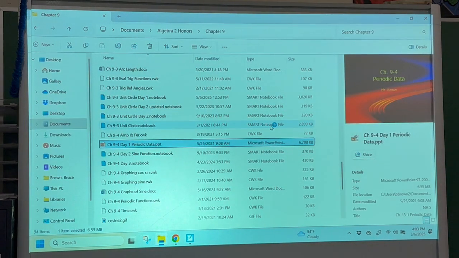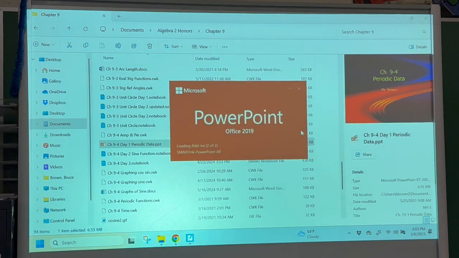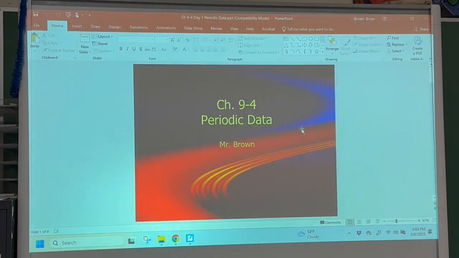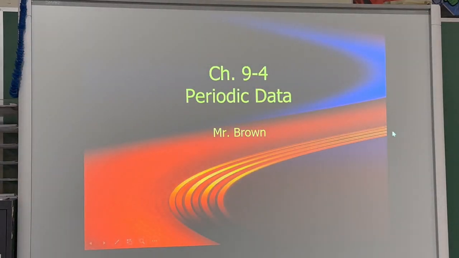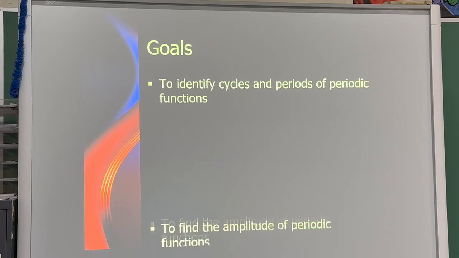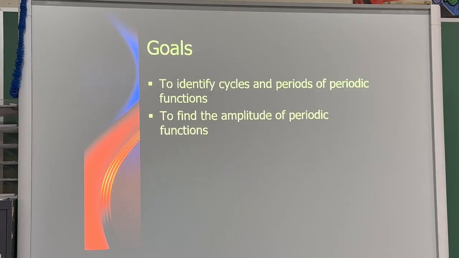So periodic data is something that's going to have repetition to it. If something is periodic, like the periodic table, for instance, there's a pattern, there's repetition. We have things that repeat over and over again. And from there, we're going to end up seeing how trig graphs relate to periodic data. We should be able to identify cycles, periods, find the amplitude of periodic functions.